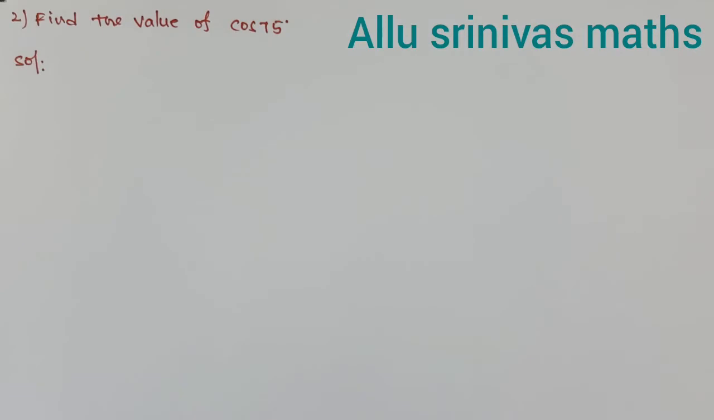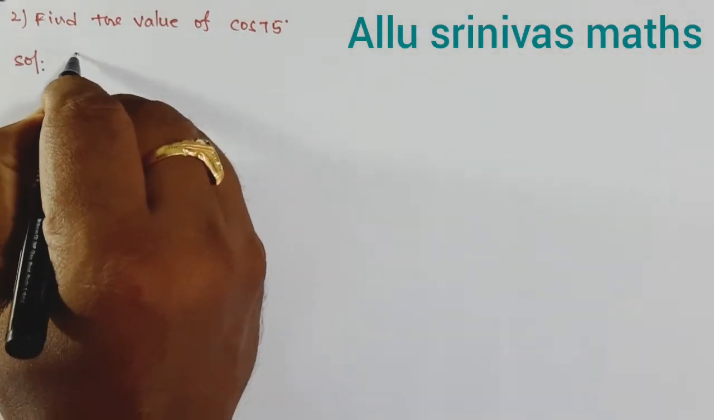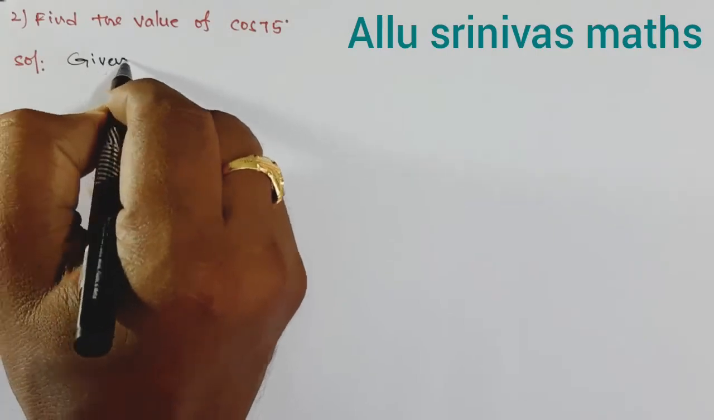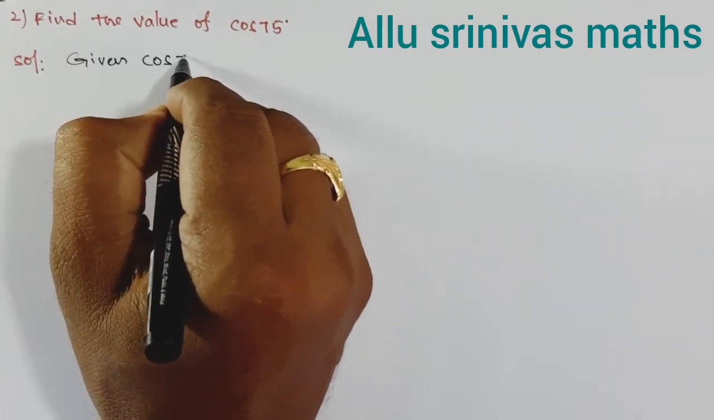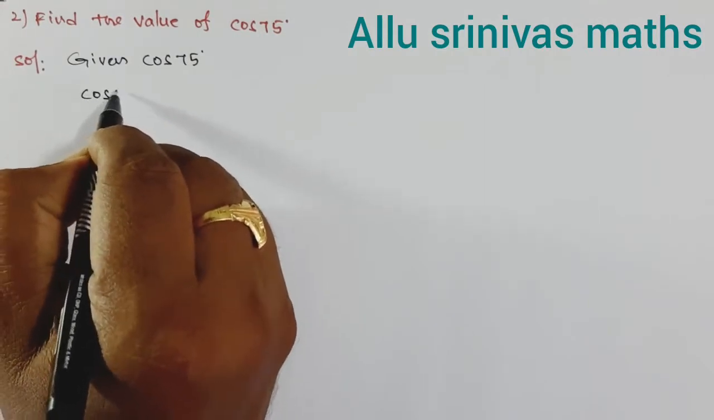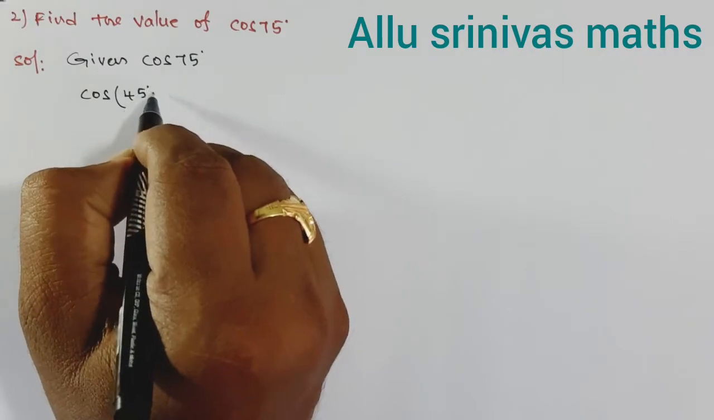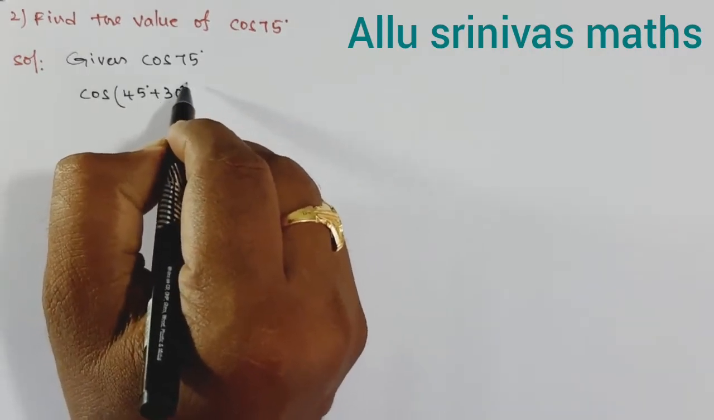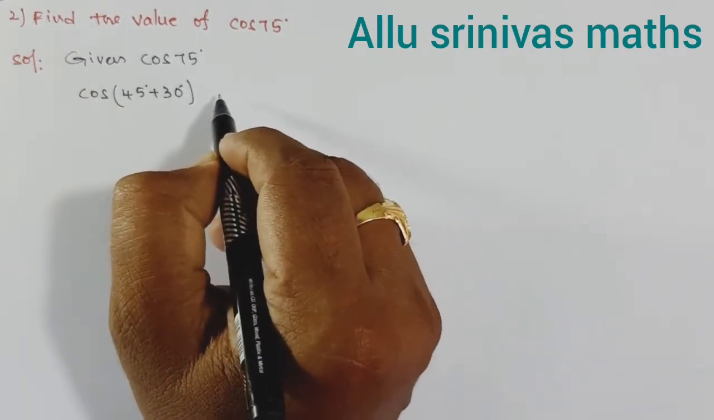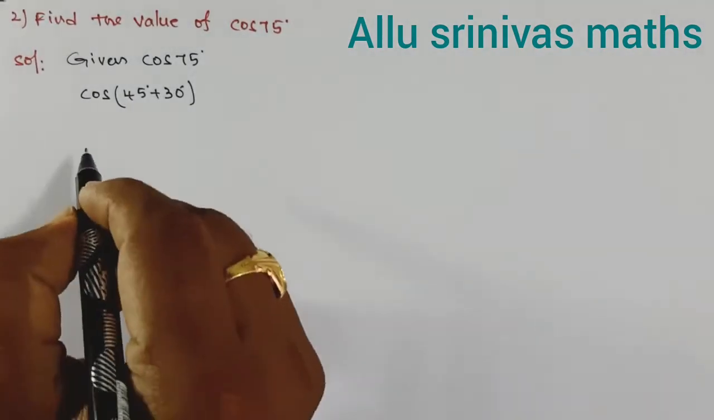We take another problem in this method. Find the value of cos 75 degrees. First we have to write the given function, cos 75. 75 can be written as a sum of known angles, for example, 45 plus 30. So write the suitable formula, cos of a plus b.